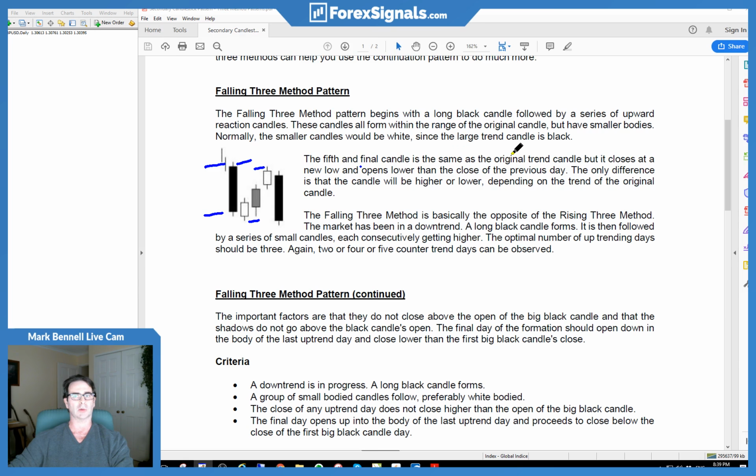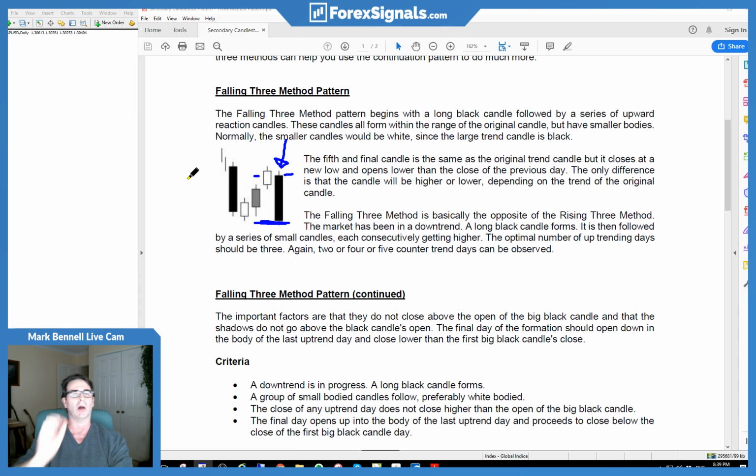Normally the smaller candles will be white, since the large trend candle is black, so green. The fifth and final candle is the same as the original trend candle, so this one here, but it closes at a new low. So this is important here. Closes at a new low and opens lower than the close of the previous day. So see the criteria here?